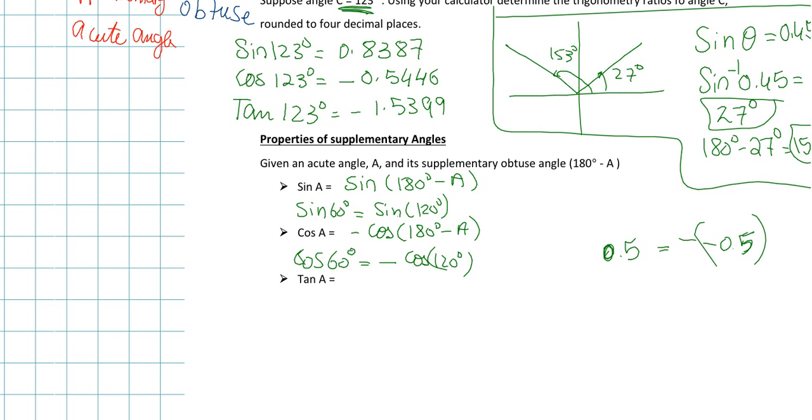What's tan 60 compared to tan 120? Okay, so I write it as negative tan. So you're going to have to be able to relate between the acute angles and their supplementary angles, or the obtuse angles and their supplementary acute angles. Okay?